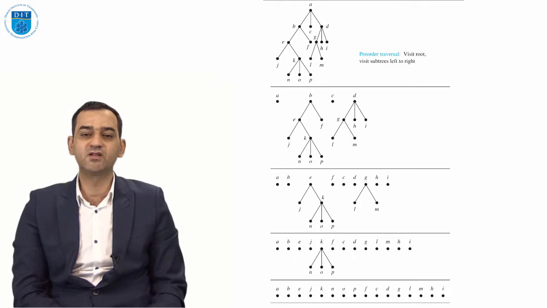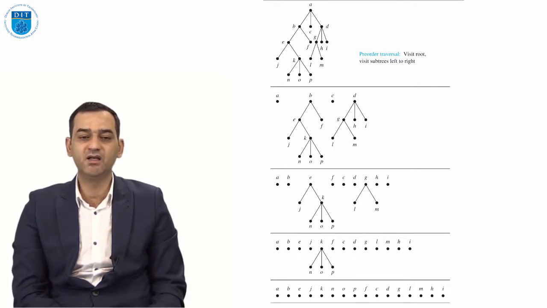The pre-order list of the subtree with root E begins by listing E, followed by the pre-order listing of the subtree with root J, which is just J, followed by the pre-order listing of the subtree with root K, and the pre-order listing of the subtree with root K is K, N, O, and P. Consequently, the pre-order traversal of T is A, B, E, J, K, N, O, P, F, C, D, G, L, M, H, and I.